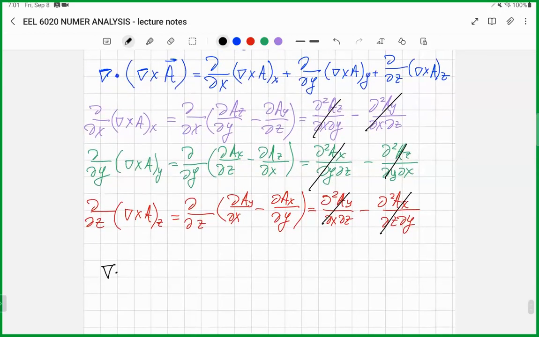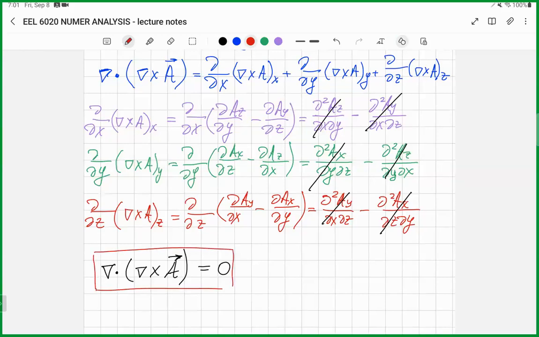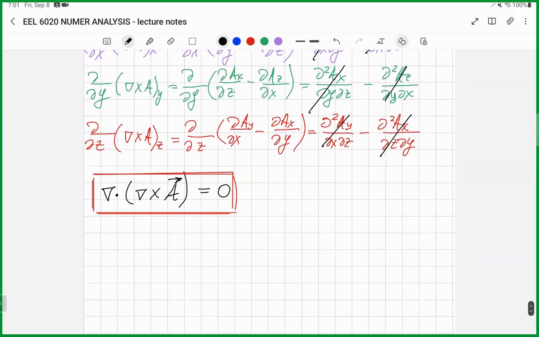So the divergence of curl of any vector field is equal to 0. It's always equal to 0. So curl has no divergence. Curl field has no charge. Okay, the curl field has no charge.